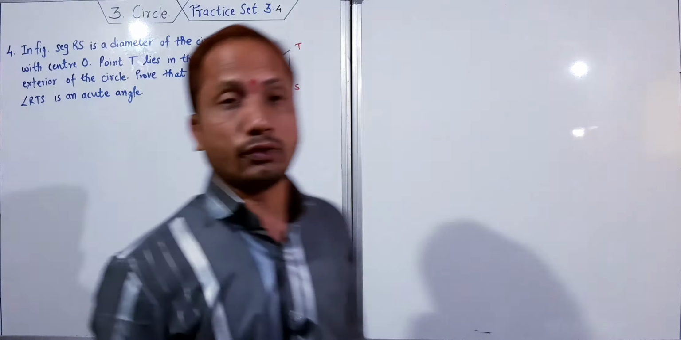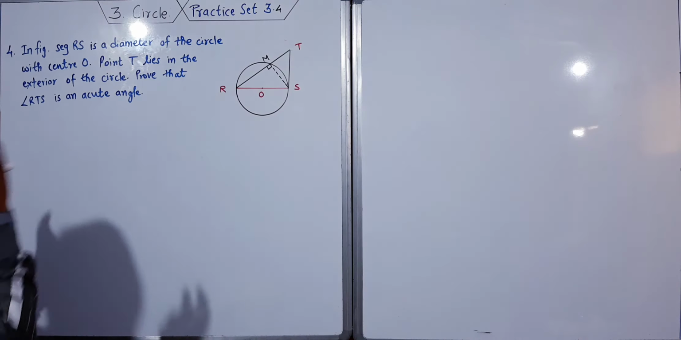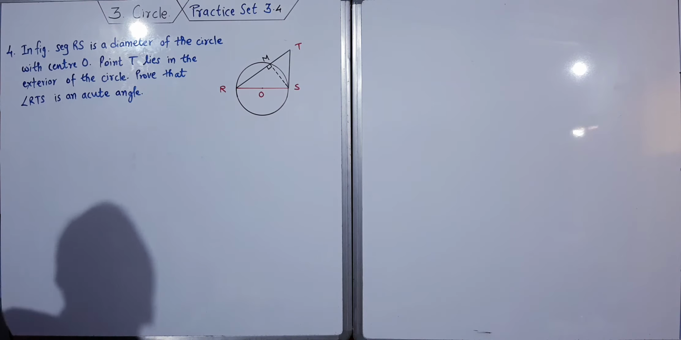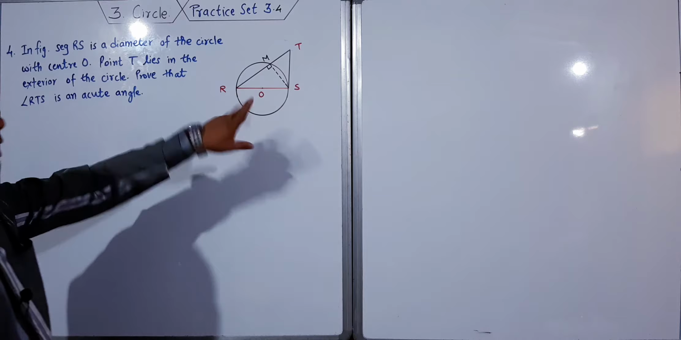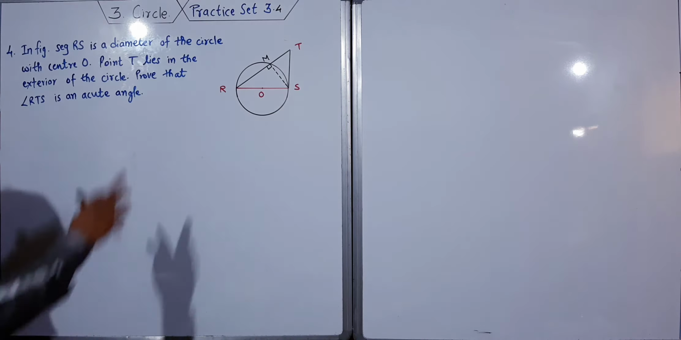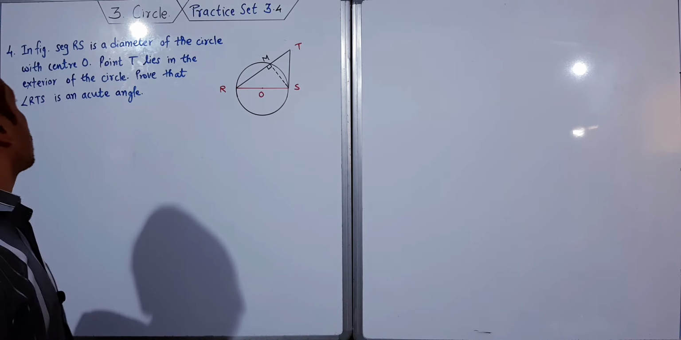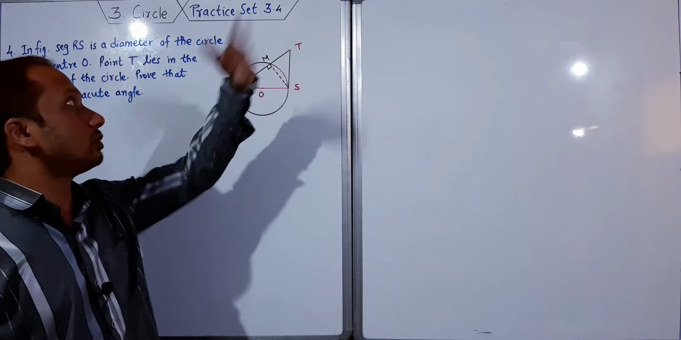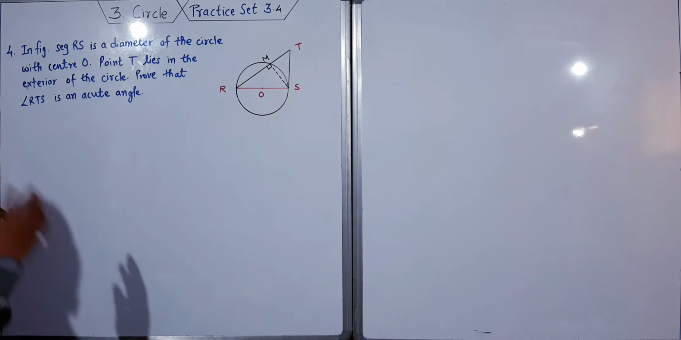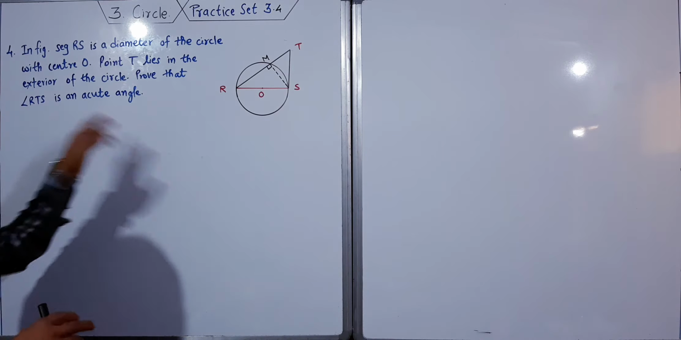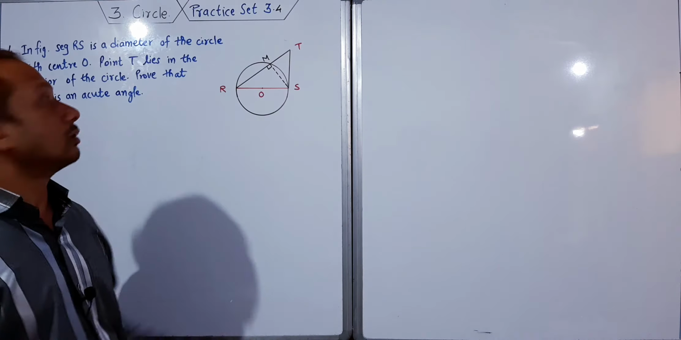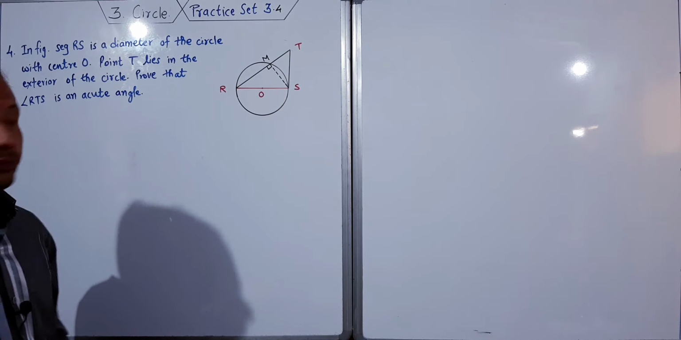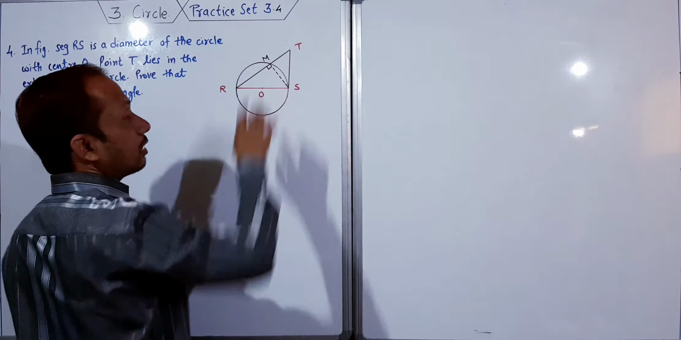Okay, so we'll solve the fourth question. In this question, the diagram is already given. RS is a diameter of the circle and the center is O. Point T lies on the exterior of the circle. We have to prove that angle RTS is an acute angle.